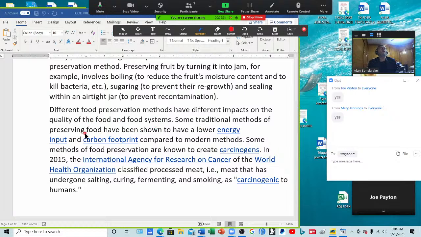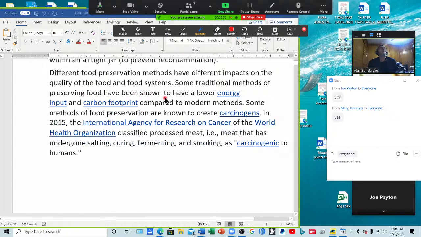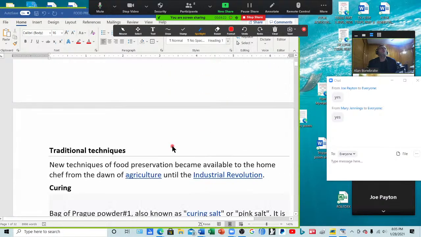Some traditional methods of preserving food have been shown to have a lower energy input and carbon footprint compared with modern methods. Some methods of food preservation are known to create carcinogens. In 2015, the International Agency for Research on Cancer, part of the World Health Organization, classified processed meat, i.e. meat that has undergone salting, curing, fermenting, or smoking, as carcinogenic to humans.